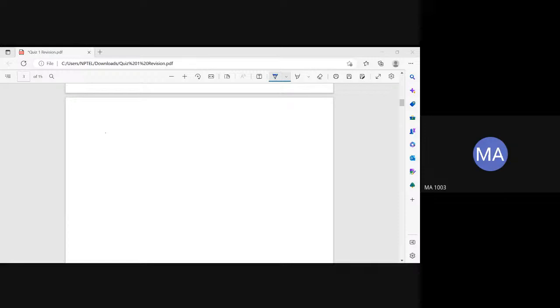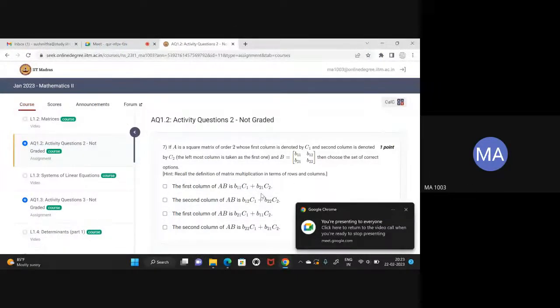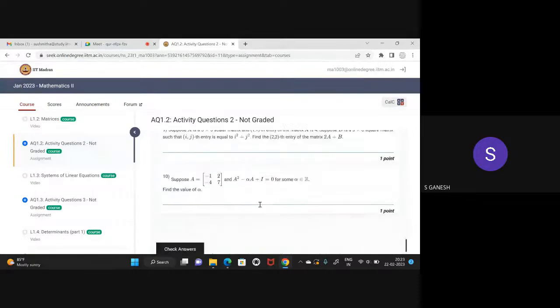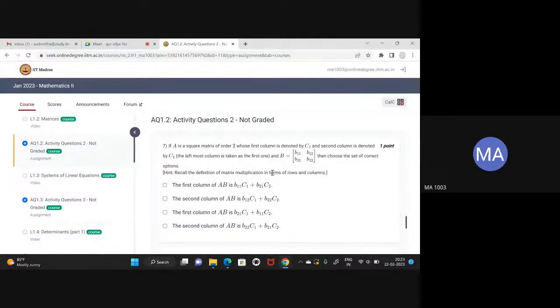So AQ 1.2 question 7. If A is a square matrix of order 2 whose first column is denoted by C1, C2, I guess you're talking about that, right? Ma'am, could you again tell the name of the question? AQ, one second, let me share. Is my screen visible? Yes, ma'am. This question, right? No, ma'am. Actually, they have given two matrices explicitly, ma'am. Ma'am, please tell this question also. Okay, fine. Let's do this and then, by then, can you look which question that is and tell me? Yes, ma'am. I will go through it.